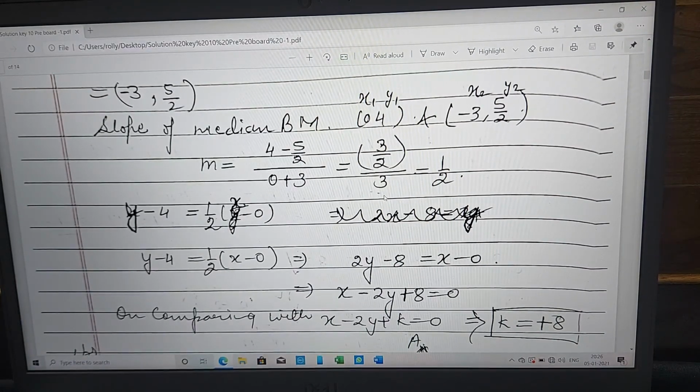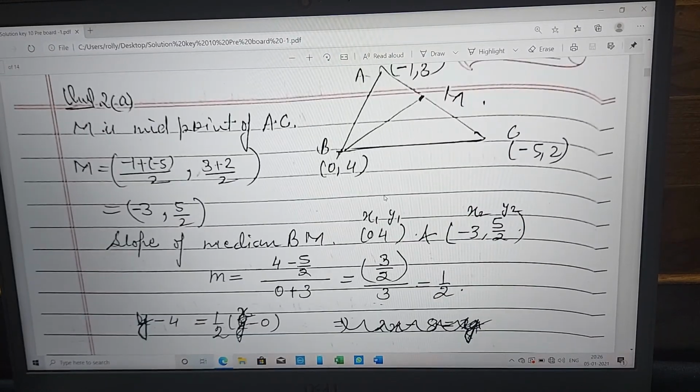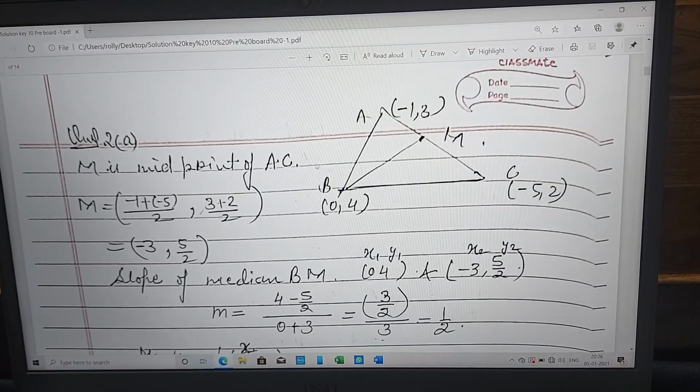Okay, and we are supposed to calculate the value of k. So there are two ways to calculate. First, you calculate the coordinates of midpoint M with the help of A and C. So it will come -1 plus -5 divided by 2, as it is done here. So -3 comma 5 upon 2.